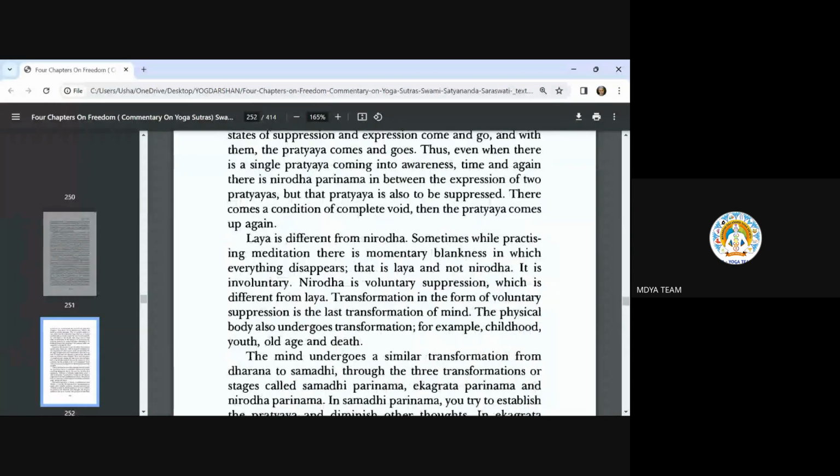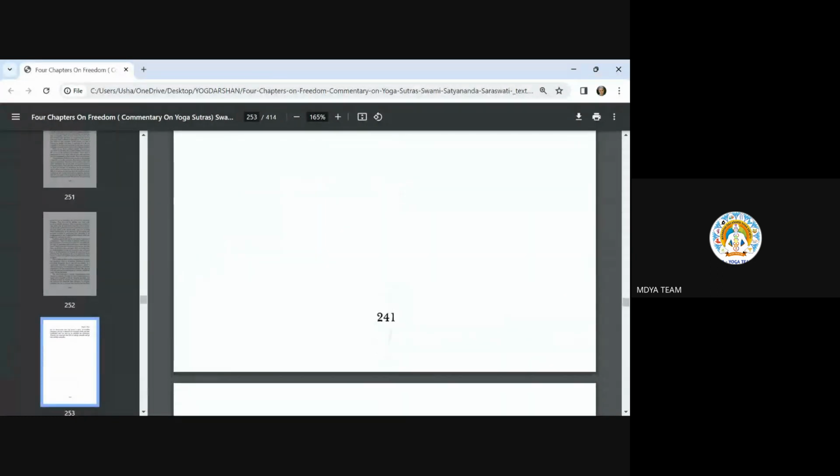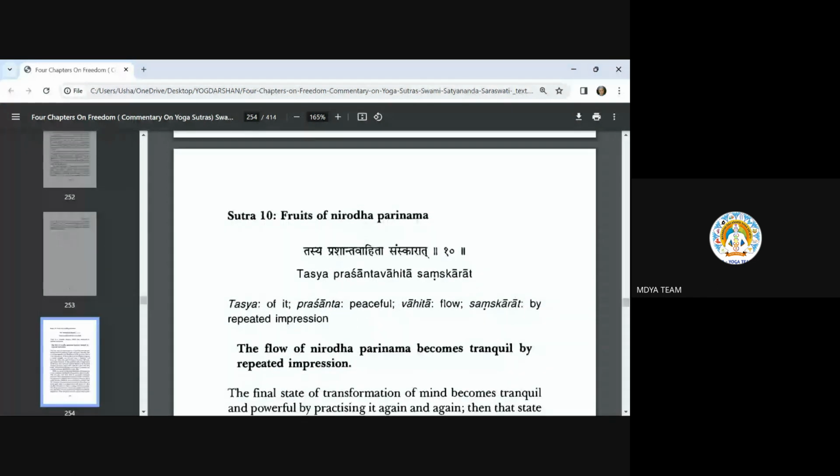Can one of you just summarize this particular sutra, because I want to listen to what you have understood. Anybody who would like to talk about this? Okay, ma'am, I will try. Yes. I'll try.